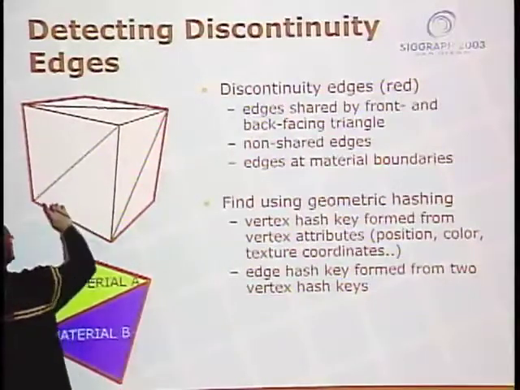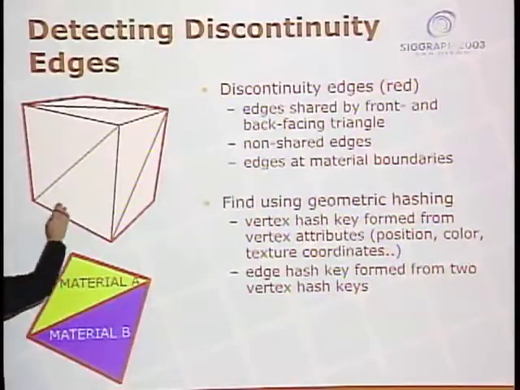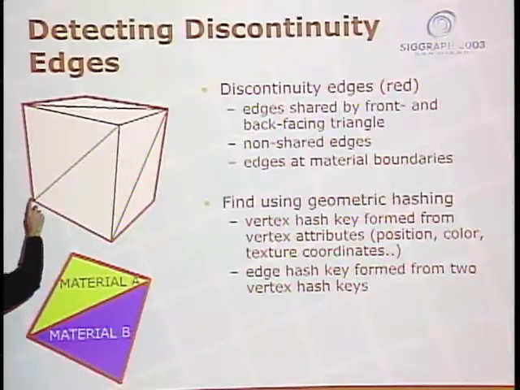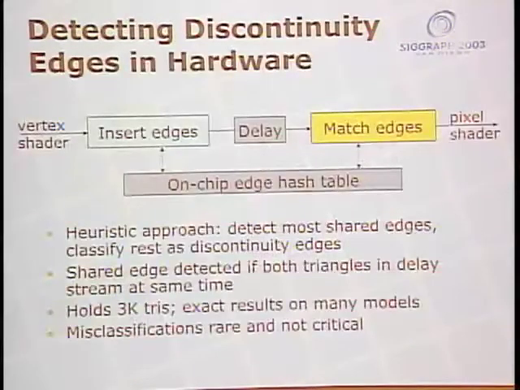This guy and this guy are not going to be in the delay stream at the same time. So that's going to be a discontinuity edge, and if we don't have both sides in the delay stream at the same time, then we'd better pay extra attention to that edge. We'd better anti-alias that edge nicely. So that's our goal, and we can do that by looking for edges. We're going to have this little hash table of edges. And you can test to see, okay, is this edge already in there? If you have an edge that's already in there and you've just sent another edge in there, then you can say, okay, that's one we don't really have to worry about.